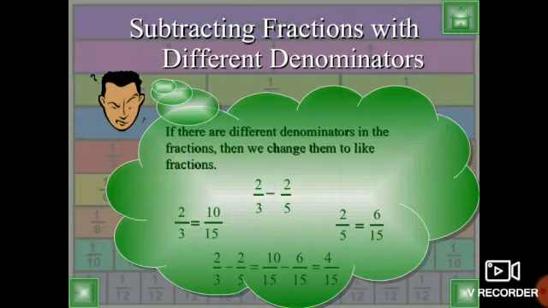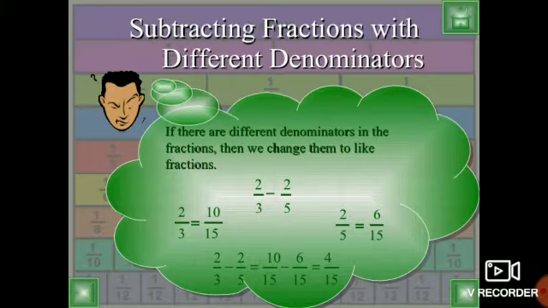See, subtracting fractions with same denominators is very simple. We only have to subtract the numerators and we leave the denominators as it is. In the same way like we did in addition of fractions with different denominators, the same process is there in subtraction also. So I'll just explain you with one example which you can see here, that is 2 by 3 minus 2 by 5. Now students, both the denominators are different. In the first fraction the denominator is 3, in the second fraction the denominator is 5. So what we'll be doing is we'll be making them like, right?